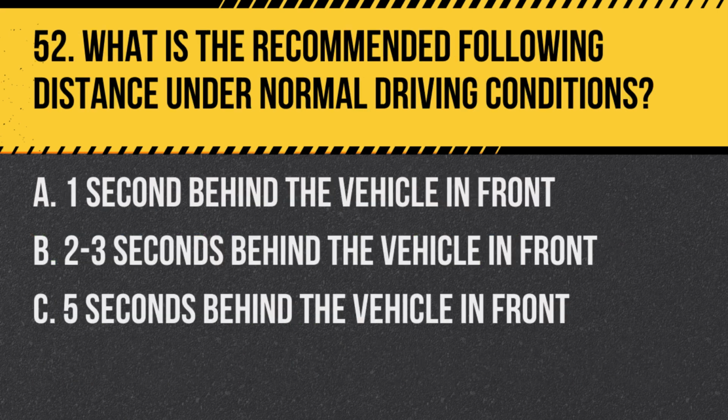Question 52. What is the recommended following distance under normal driving conditions? A. 1 second behind the vehicle in front. B. 2 to 3 seconds behind the vehicle in front. C. 5 seconds behind the vehicle in front. Answer: B. 2 to 3 seconds behind the vehicle in front. A safe following distance under normal conditions is 2 to 3 seconds behind the vehicle ahead.